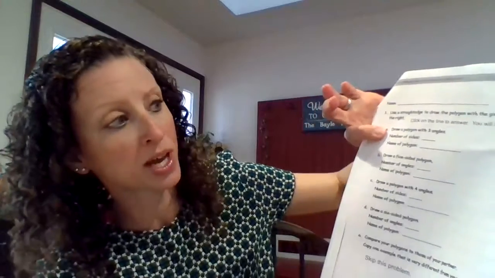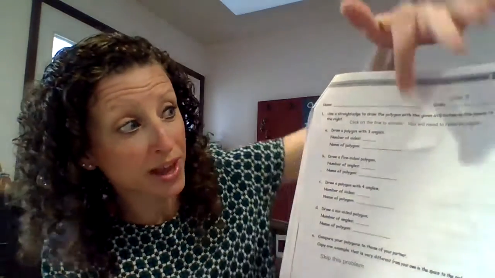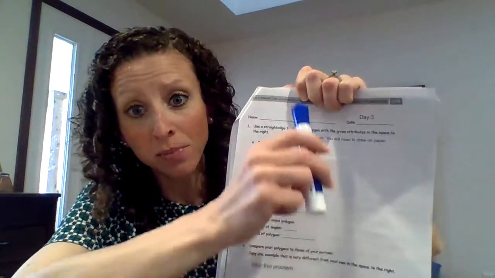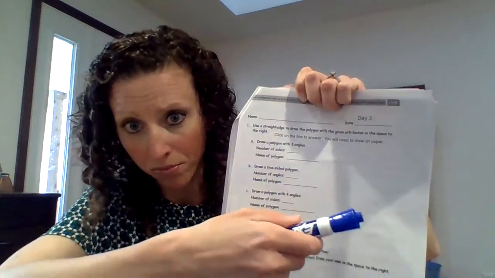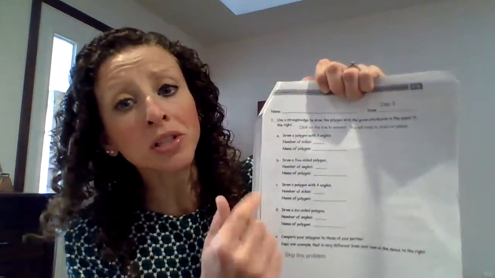That's all I'm asking. So it says here that you're going to draw a polygon with 3 angles. Well, think of a shape that has 3 angles. You're just going to draw that right here where you have the empty space. And then you're going to label the number of sides and then the name of the polygon. So if I were doing this, you know that I'd use my blue, and after I draw my shape, I'm going to mark my sides. I'm going to count them up, and then I'm going to tell what shape that is that I just drew.